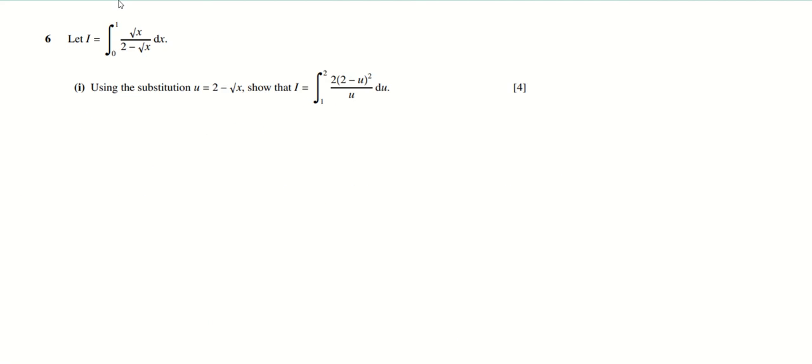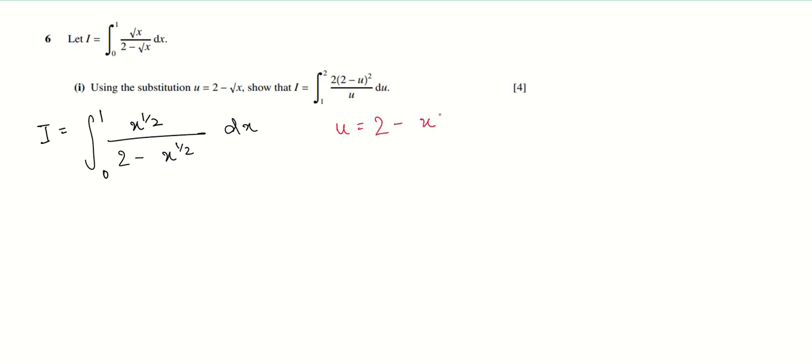All right, this is another question we have, and it's worth 4 marks. We have I equals the integral with limits 1 and 0 of x to the power of 1 by 2 divided by 2 minus x to the power of 1 by 2 dx. First of all, we're given u. We're told that u is equal to 2 minus x to the power of 1 by 2. So we know now that we'll have to change dx and write it in terms of du, and that's what we're going to do first.